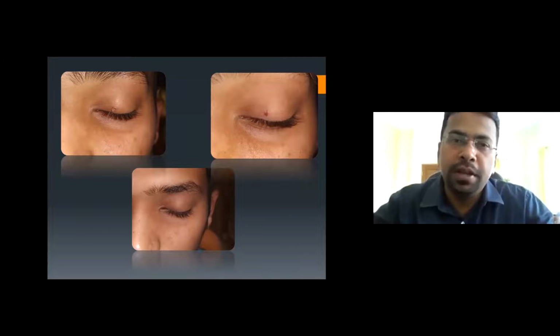Let's see another case of a wart which was present in a very delicate space. It was present on the upper eyelid. We have removed it with the help of lasers. This is an immediate post-operative photograph with zero bleeding, and this is a follow-up photograph where we can see good healing.